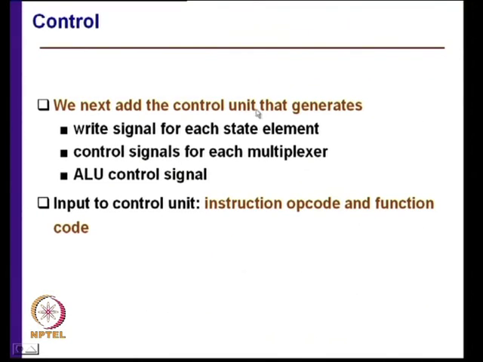Next, we add the control unit that generates the write signal for each state element, control signals for each multiplexer, and the ALU control signal. The input to the control unit is the instruction code and function code. So far what I have done, I have shown you the data path and also the various control signals that are required for different types of instructions. Now, we shall add the controller. So, on top of the data path, you will require a controller and the two together will be implementing the processor.